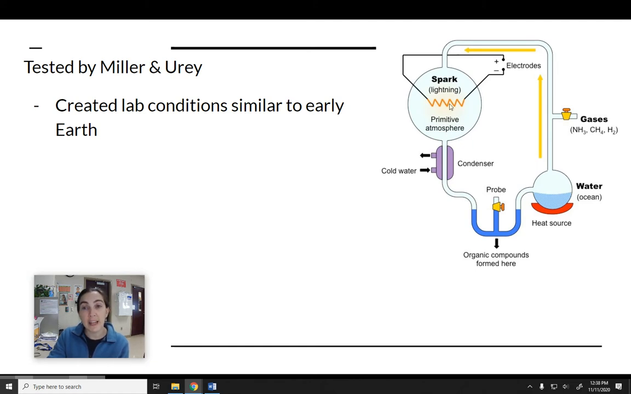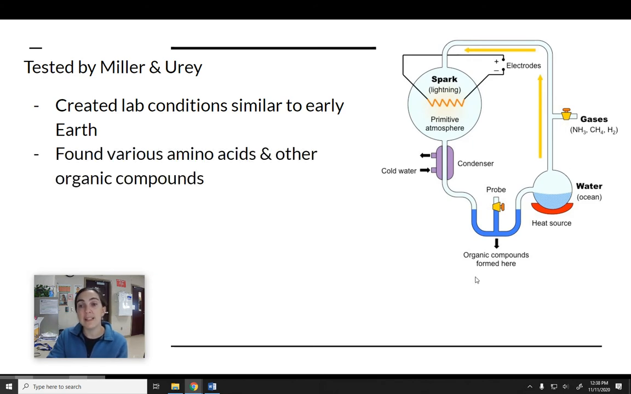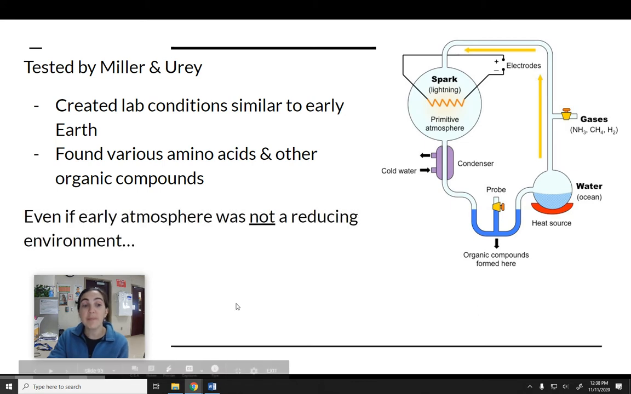And then they provided energy in the form of a spark that would be representing something like lightning in that early atmosphere. And so they set this all up, and they found that within this system, they formed some organic compounds, some amino acids, and some other monomers, building blocks of some of those organic molecules.